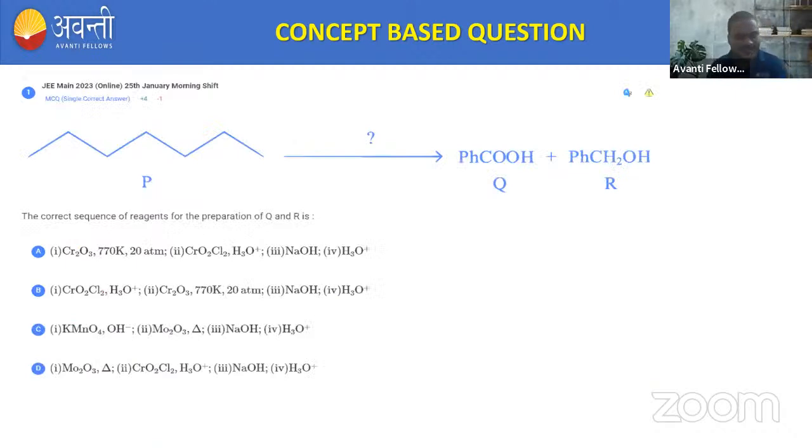What is the correct sequence of reagents for the preparation of Q and R? So you want to prepare Q and you want to prepare R. So what is the correct sequence of reagents that you are using for the preparation of this? Let me explain the whole reaction, then you will get to know which set of reagents we are using for the preparation of this compound. So for example, we all know this thing.